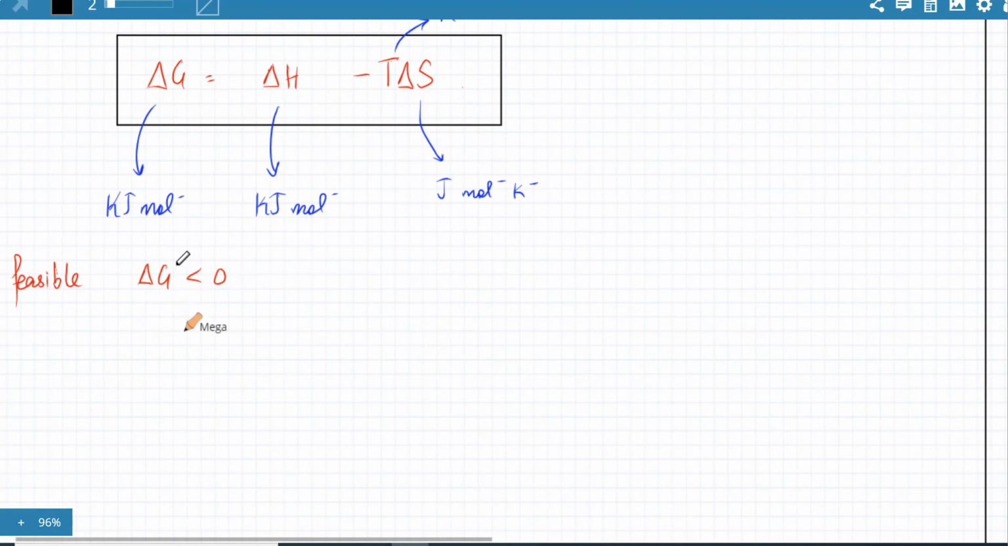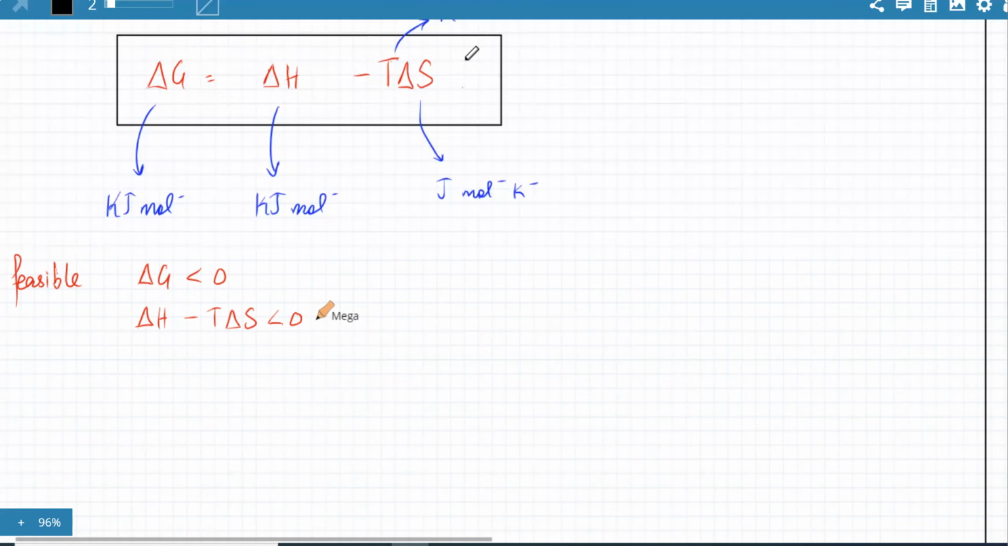Delta G should come out to be negative, then the reaction is feasible or spontaneous. So delta G is delta H minus T delta S. That means delta H minus T delta S must be less than 0. Remember this inequality, you're going to use this. They're going to ask you about when the reaction is feasible, so you try and solve this inequality.